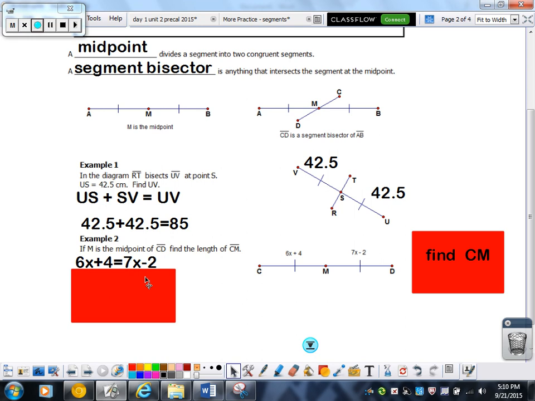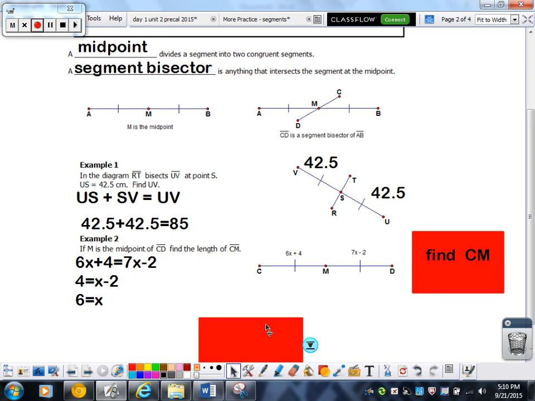So I can say 6x plus 4 is equal to 7x minus 2. Now subtract 6x from both sides, and that gives me that 4 equals x minus 2. And now I'll add 2 to both sides to get that x equals 6.